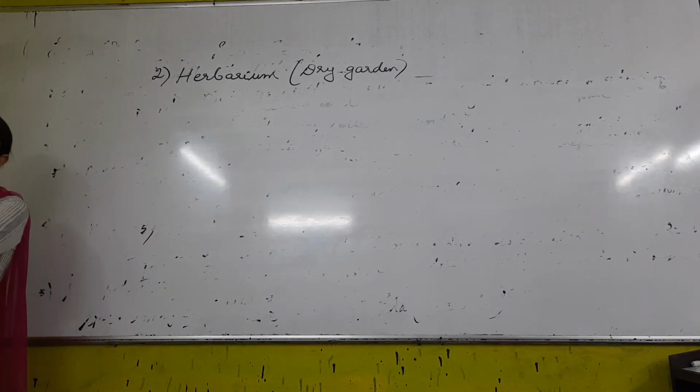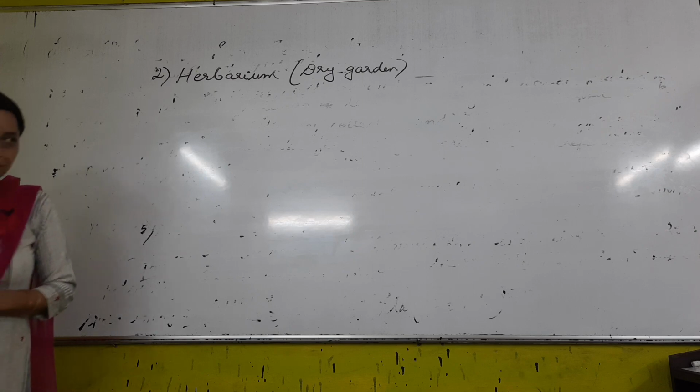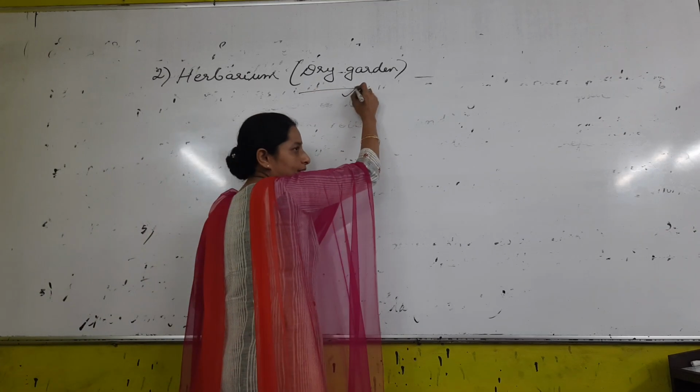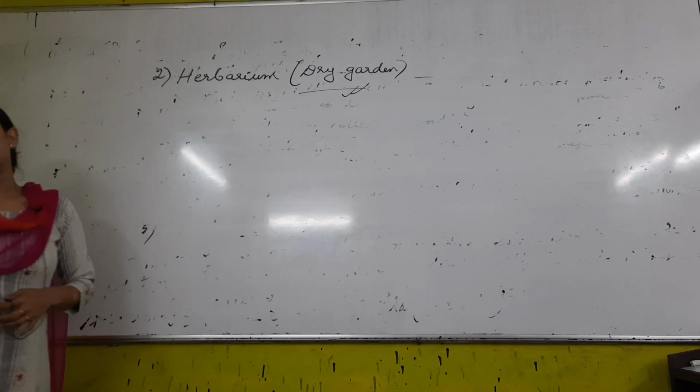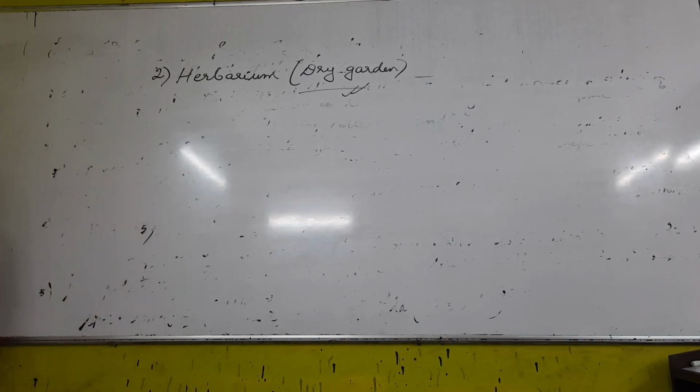Okay. The next taxonomic aid is herbarium. What is herbarium? It is also called as a dry garden. Herbarium is nothing but a sheet of paper in which you preserve the plants in the form of a dry material. Right? That is what is called as a herbarium.